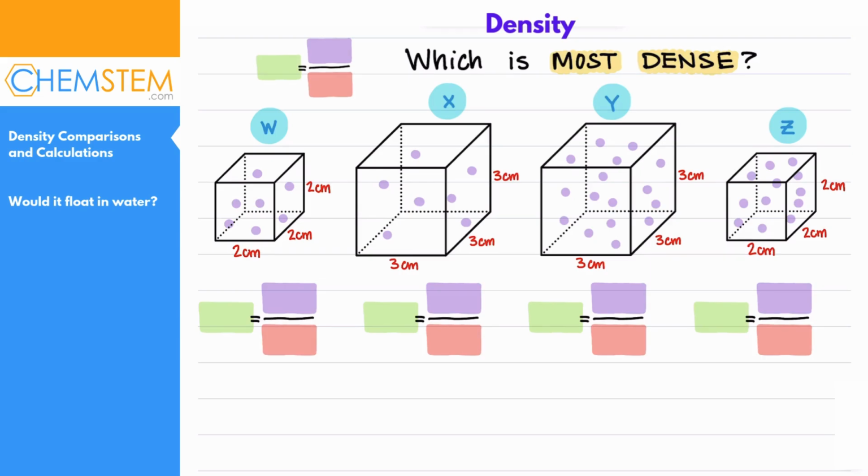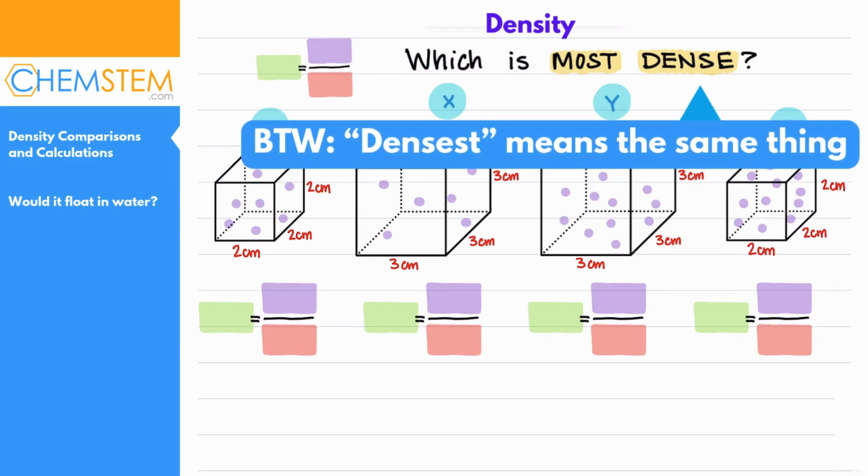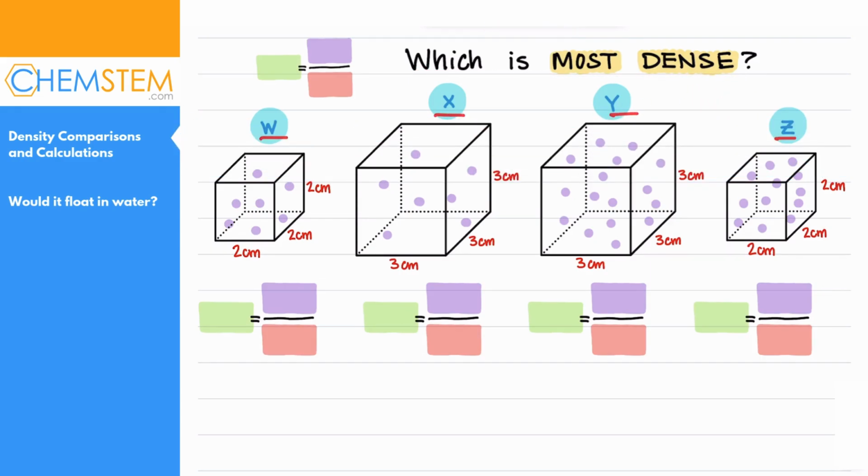Let's play a fun game I invented called Which is Most Dense. So we have 4 cubes, W, X, Y, and Z, and they all have some kind of size. We have 2 smaller cubes and 2 larger cubes. The smaller cubes are 2 centimeters on each side, and the larger cubes are 3 centimeters on each side. They all have some mass as well.